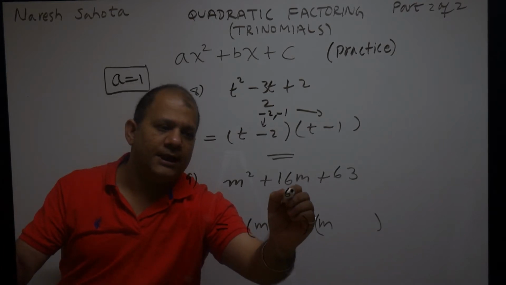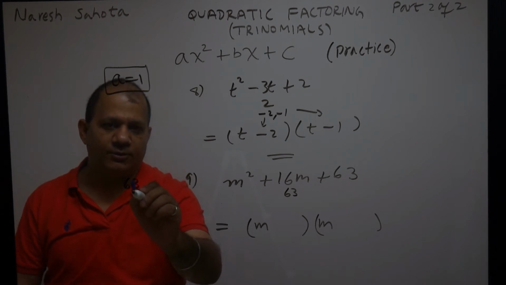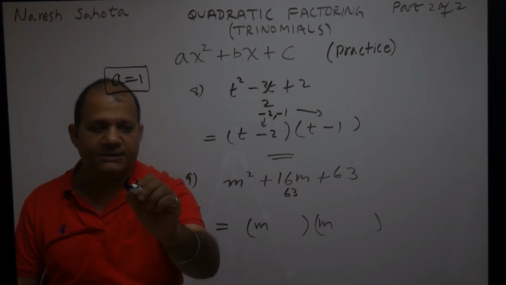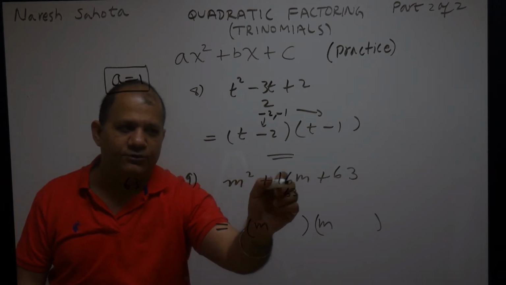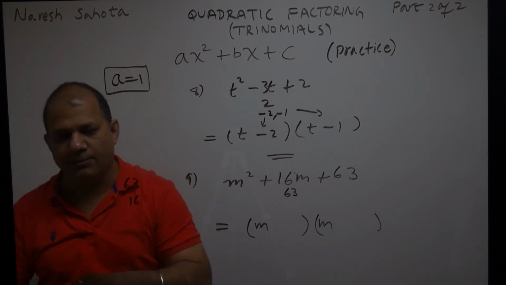Now copy the last term, 63. We want to find two numbers that multiply to give us 63, and when we add those two numbers we want to end up with 16. So what are those two numbers?